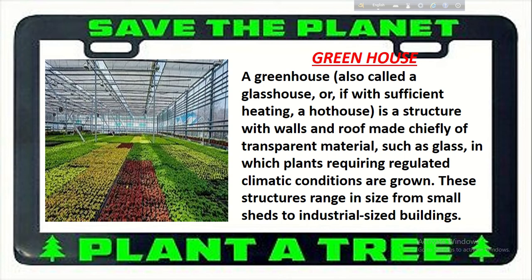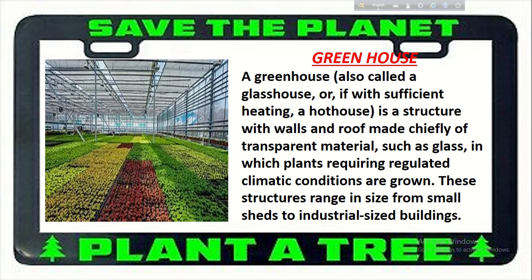So, let us know about the greenhouse. A greenhouse, also called a glass house, or if with sufficient heating, a hot house, is a structure with walls and roof made chiefly of transparent materials such as glass, in which plants requiring regulated climatic conditions are grown. These structures range in size from small sheds to industrial sized buildings.